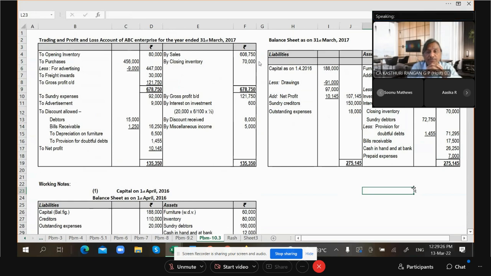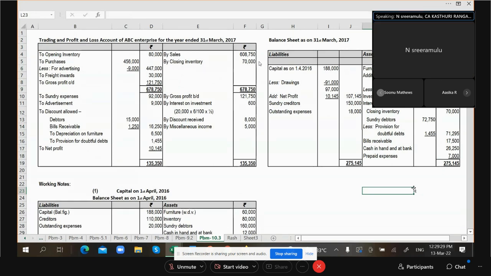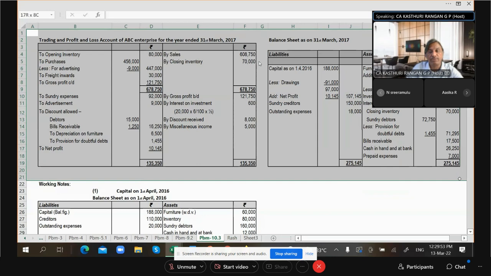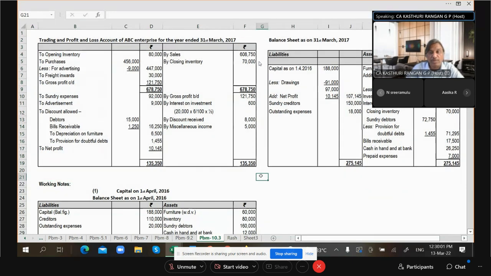So I repeat, friends, you should practice as many problems as possible like this. Then only you'll be able to do it in the examination. Without practice, it will be very, very difficult. Okay. So please note down trading P&L balance sheet. Have you got it? One by one, I will show the various working notes. If somebody asks about some working note, I will show. See whether you have completed trading P&L balance sheet.